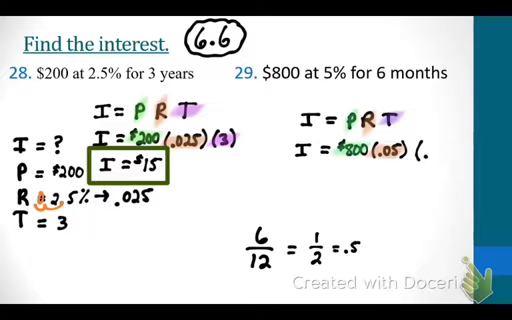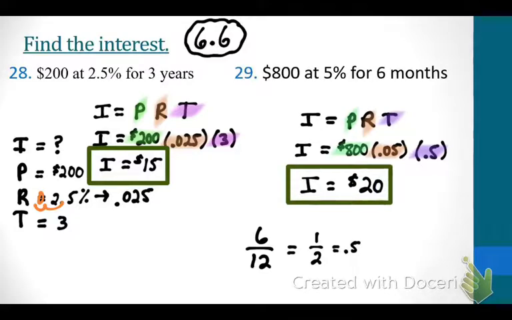So we're also going to multiply that by 0.5. How many of you would say that was a part that you forgot about, the months? As I looked around, a lot of people just plugged in a 6, and they multiplied times 6, and then they got the wrong answer, okay? Instead, when we multiply this out, Journey, what do you get? $20 is correct.